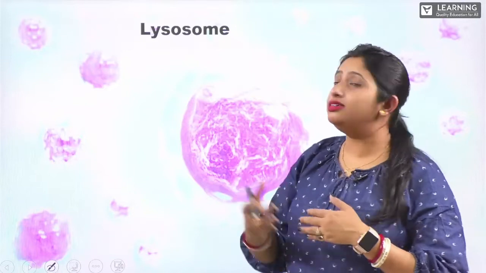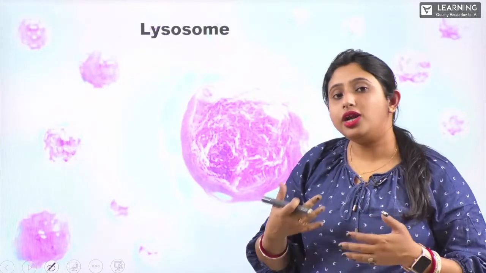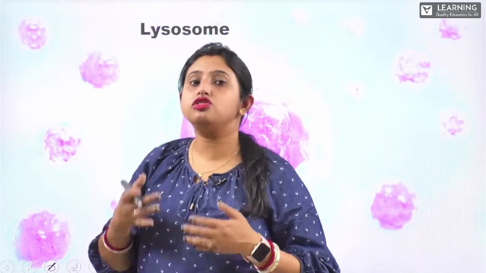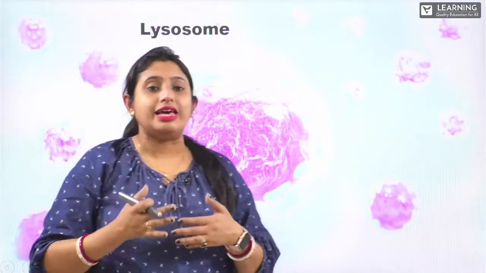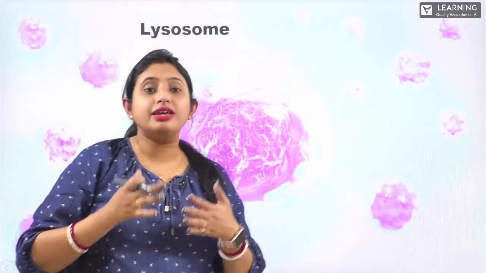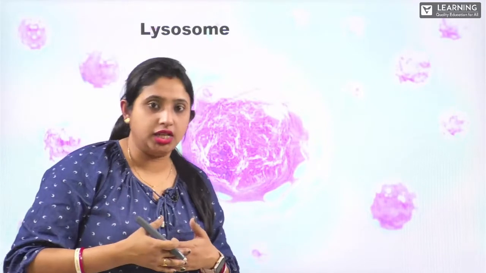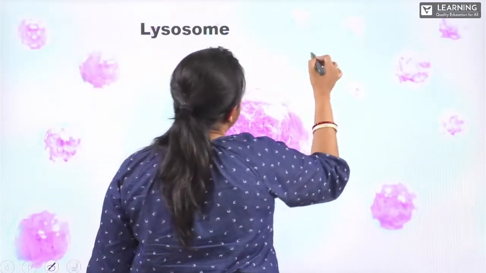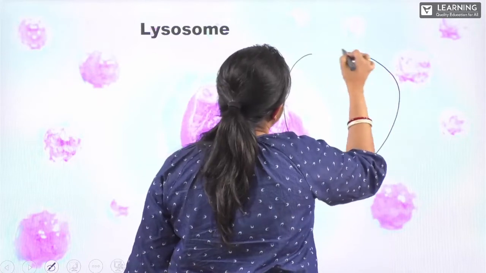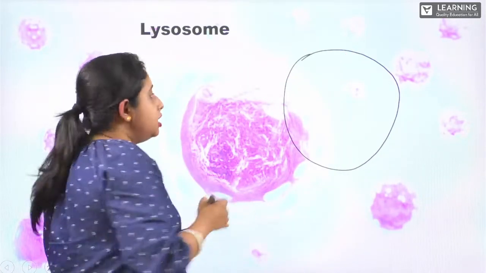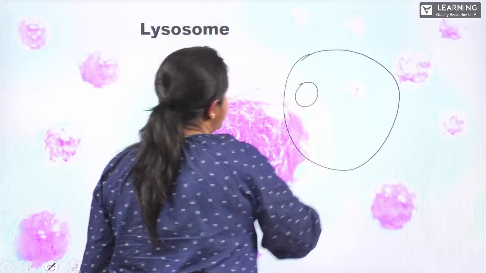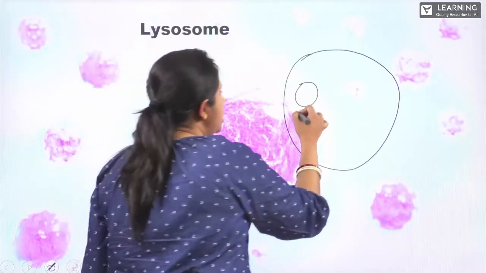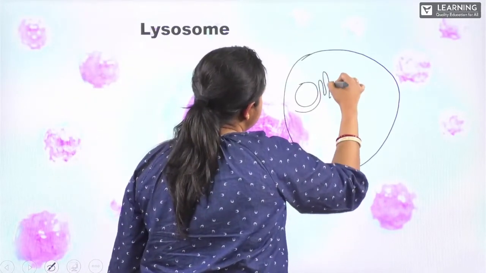Now let us learn the lysosome. Now what is this lysosome? Lysosome is also one of the cell organelles. It is a single membrane cell organelle. So lysosome, where is it present? If we see, this is a cell. Here the nucleus is present. Near the nucleus, this is the ER.